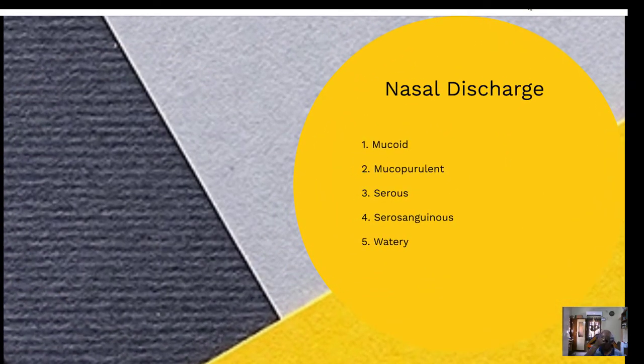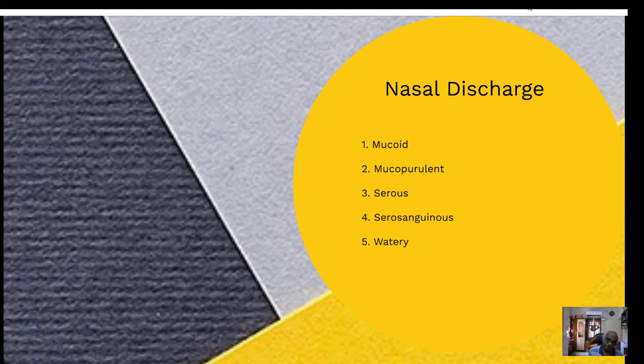Now let us come to the next complaint. It's a nasal discharge. The quality of the discharge is very important. Normally it is mucoid in nature. Sometimes in the case of purulent bacterial sinusitis, the discharge could be mucopurulent, the mucoid discharge mixed with pus. It could be yellowish white in color. Mucoid is purely white in color.